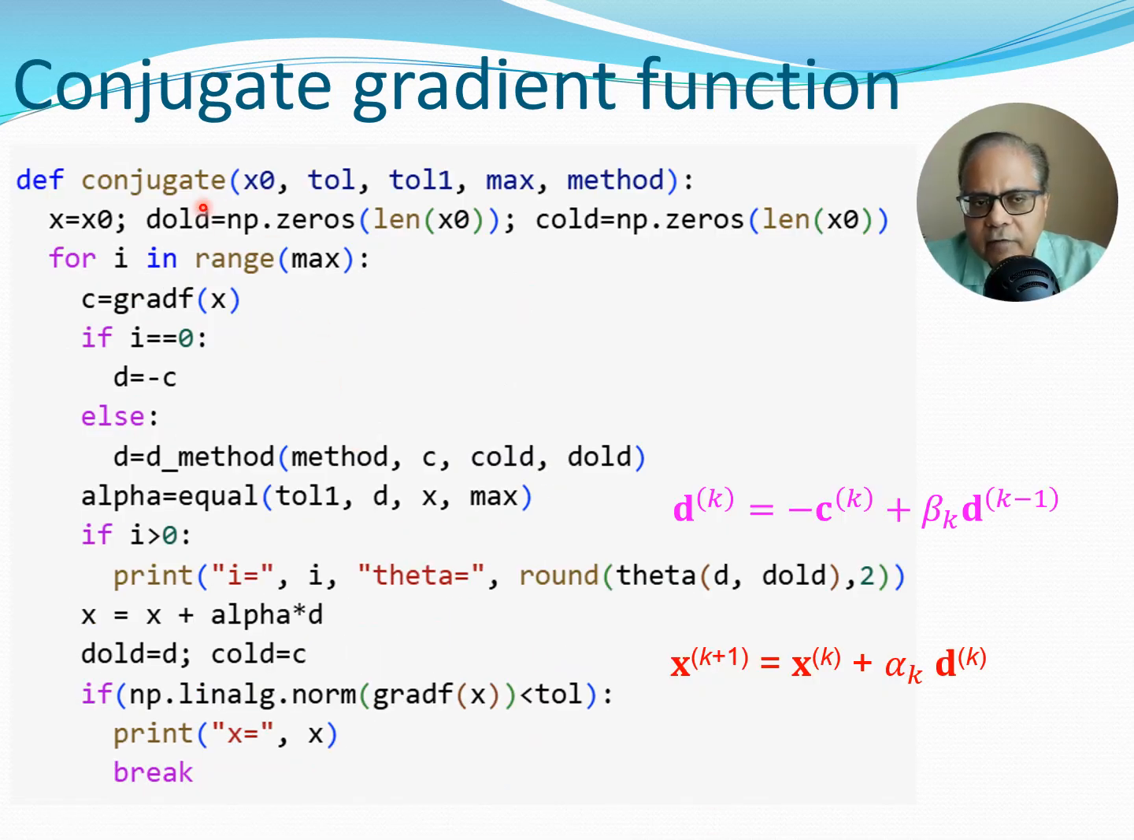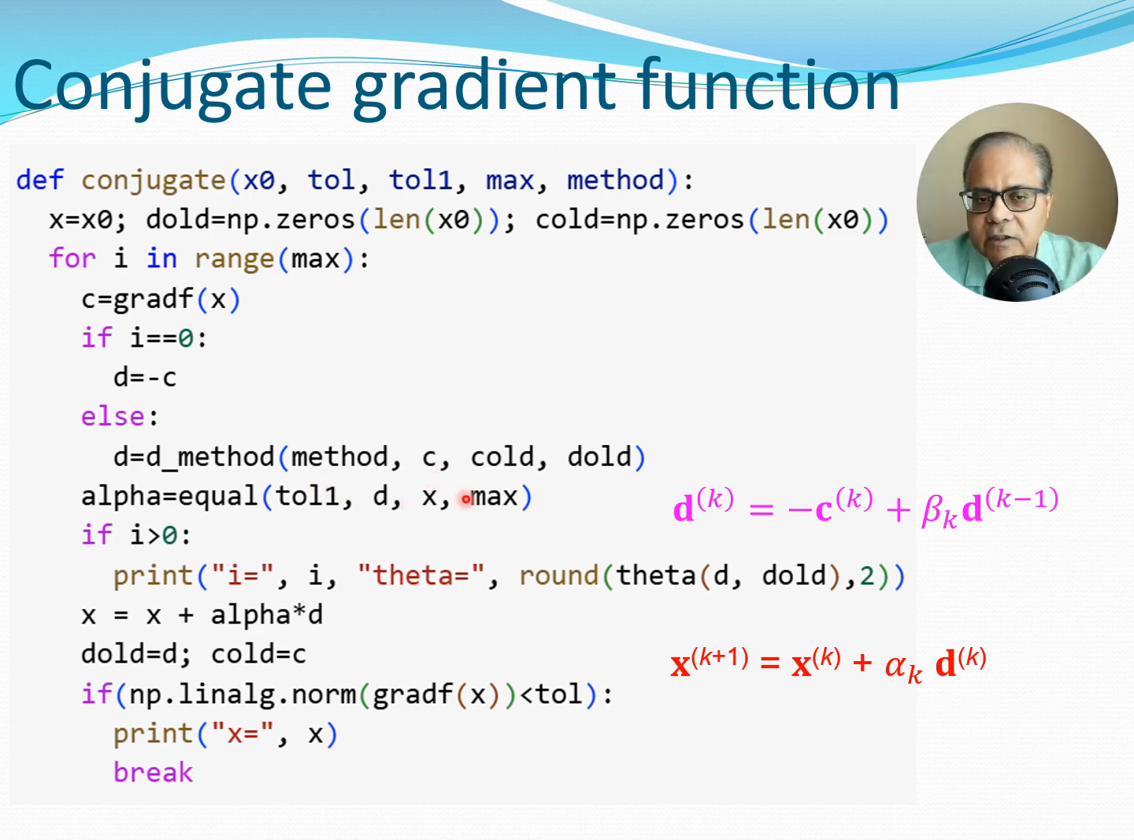Now in the conjugate function, what I have done compared to some of the tutorials you have looked at previously, where we were using different functions for the different methods, is I put in this method here as a variable which comes into the function. And here what I do is I get the search direction corresponding to the particular method. So I create a new function called d method here, where I send in the method. For example, if it's Fletcher-Reeves, I send in fr.